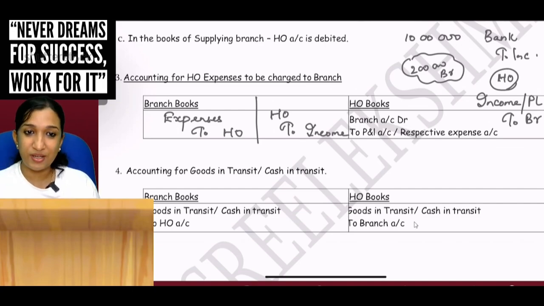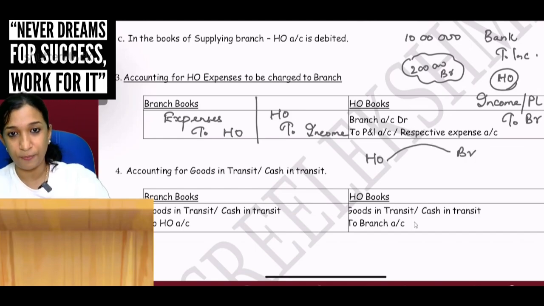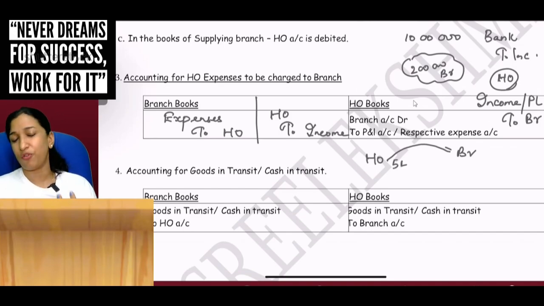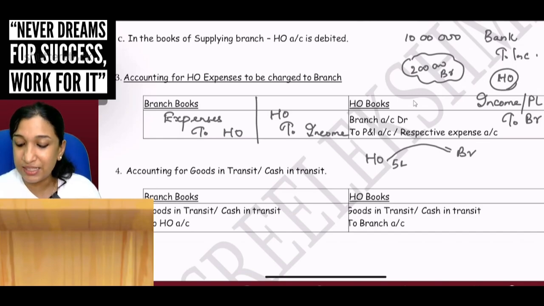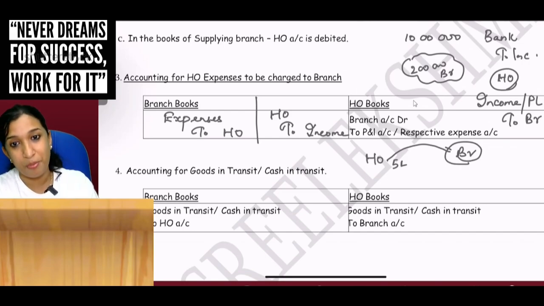And the last, goods in transit, cash in transit. So head office sends goods to branch, say worth 5 lakhs. Head office would have passed the journal entry, but it is in transit for the branch. So what is the entry to be passed in the books of branch? Goods in transit or cash in transit to head office.